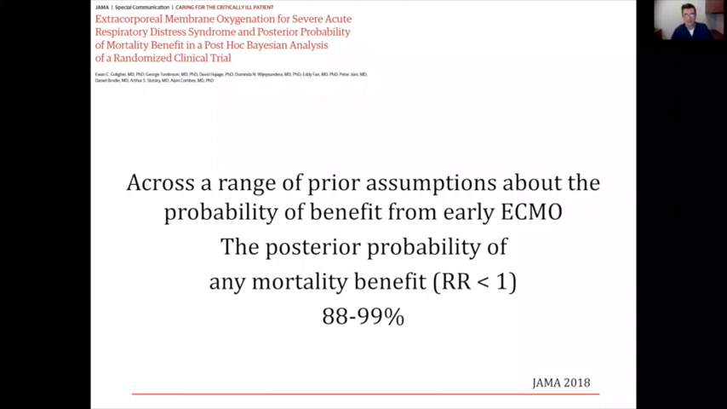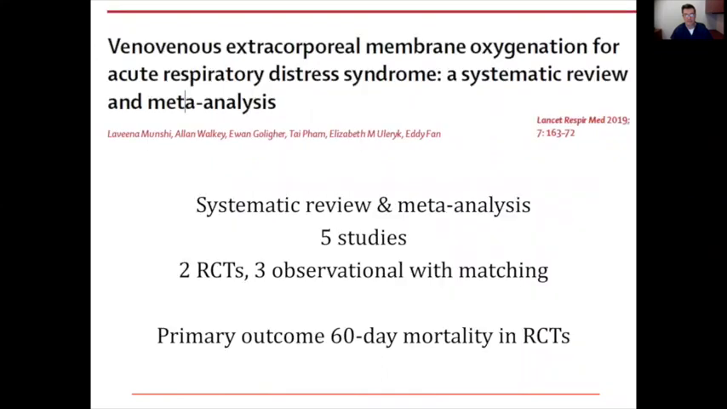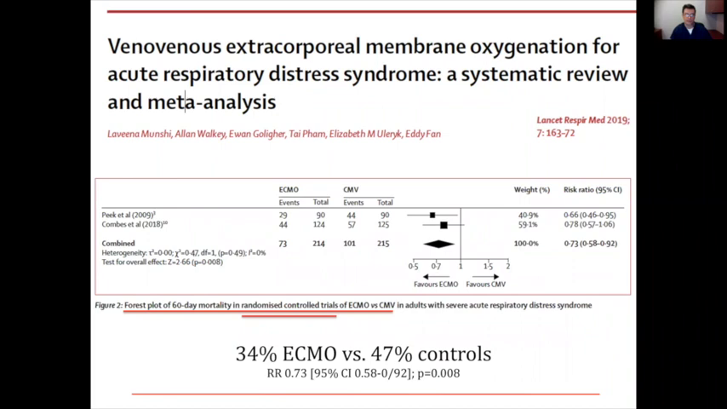But this certainly suggests that there's very likely to be a benefit. There's a lot of other data that then corroborates this. And this is from Lavina Muncionetti Fan. This is a systematic review and meta-analysis of 5 studies of ECMO, including those 2 randomized trials and 3 observational studies. And they based the primary outcome of 60-day mortality just on the 2 randomized trials, which I'll show you here. This is a forest plot showing the diamond to the left of one, again, favoring ECMO.